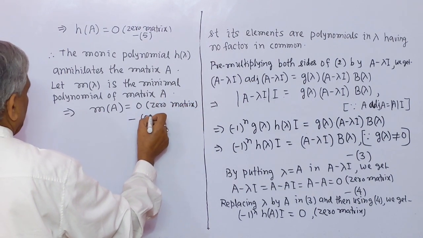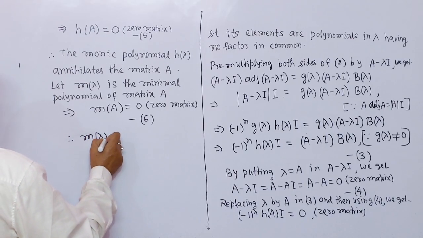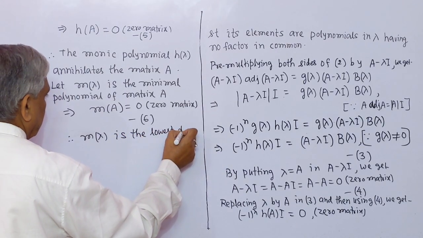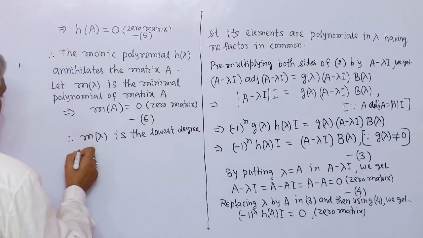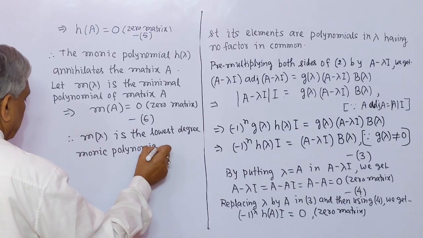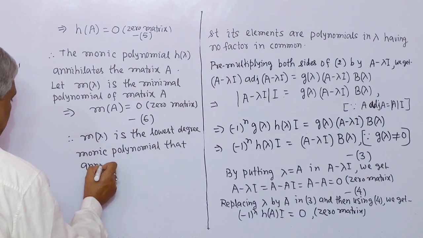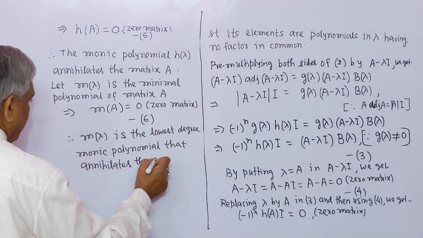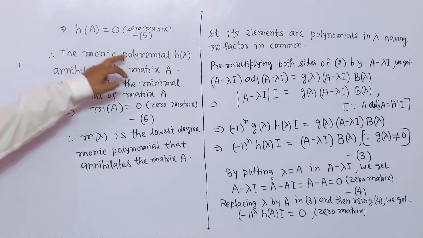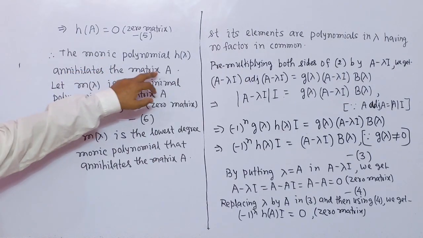This is number 6. Therefore, m lambda is the lowest degree monic polynomial that annihilates the matrix A, and h lambda is a monic polynomial that annihilates matrix A.